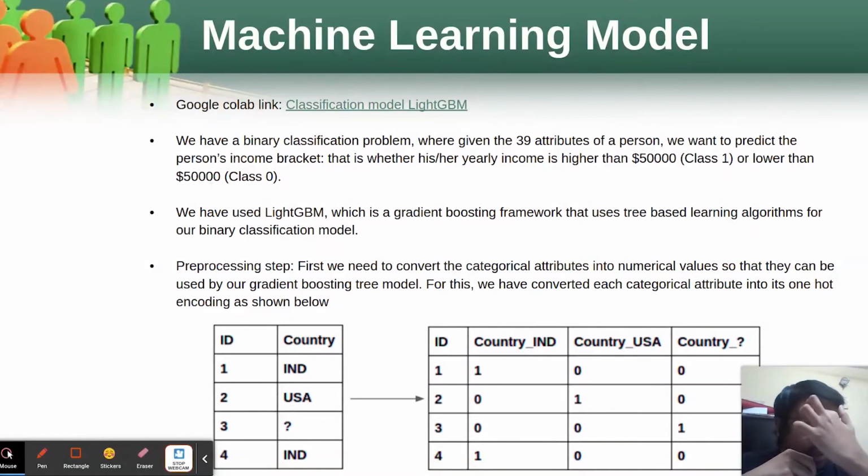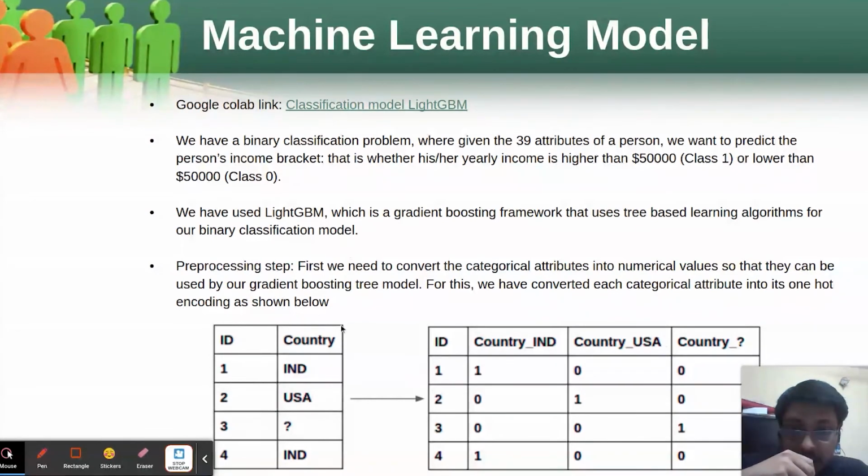We have used the LightGBM model, which is a gradient boosting tree framework that uses tree-based learning algorithms for our binary classification problem. In order to use the categorical features or attributes in our model, we first need to pre-process them. So we convert each categorical feature into its one hot encoding form.